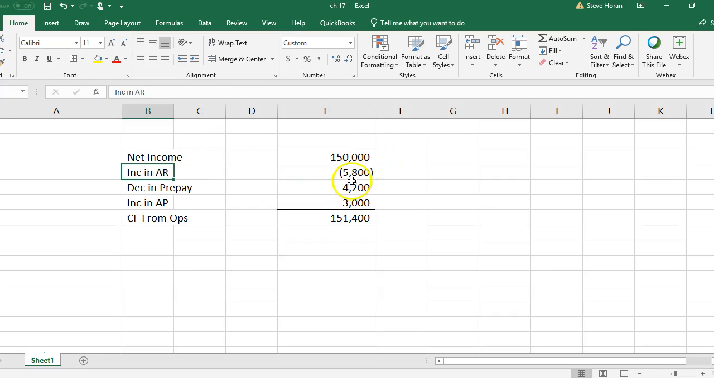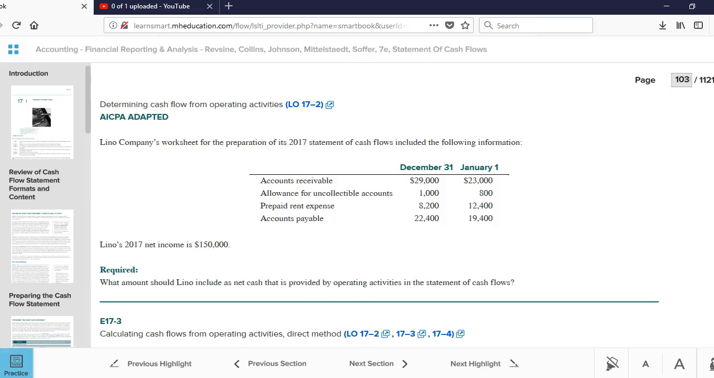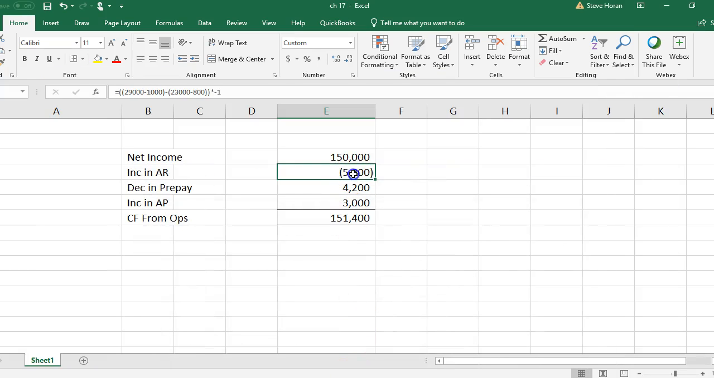And then it says here, increase in AR. A rule of thumb when it comes to looking at current assets and current liabilities and making adjustments on the cash flow from operations is that assets are opposite sign. So let's look at receivables. Receivables went up and the allowance also went up, but we're looking at the net amount. So you want to take the receivable minus the allowance in both years, but the amount went up. If I go back and show you my formula, that's what I double clicked on here.